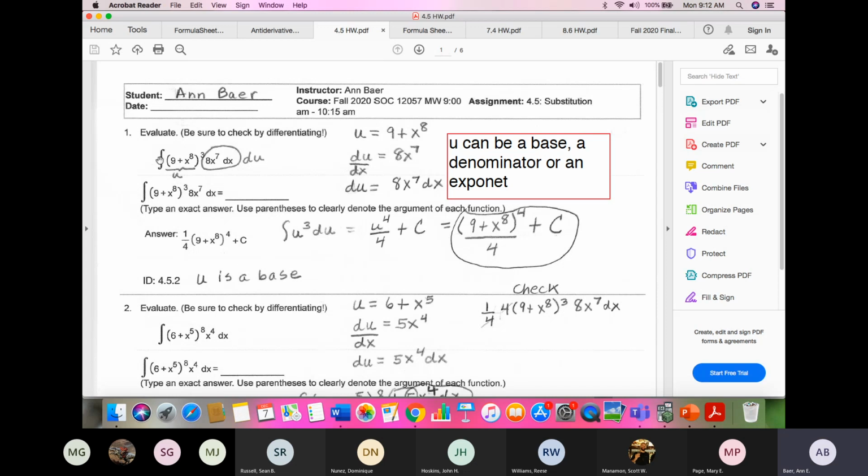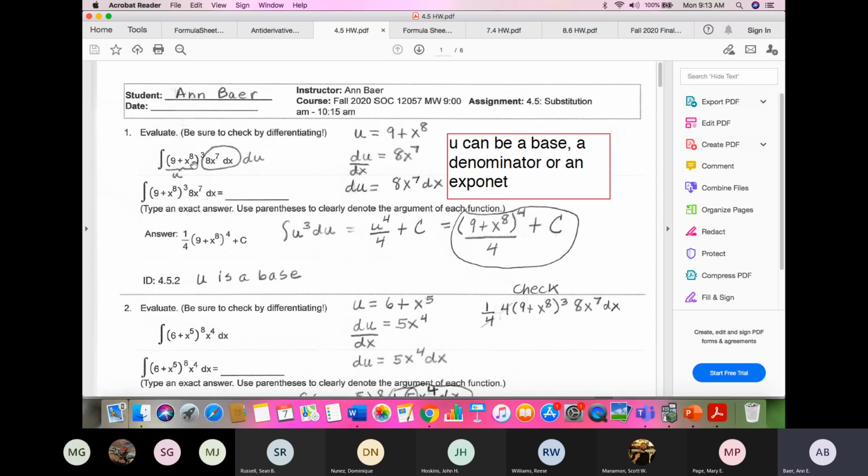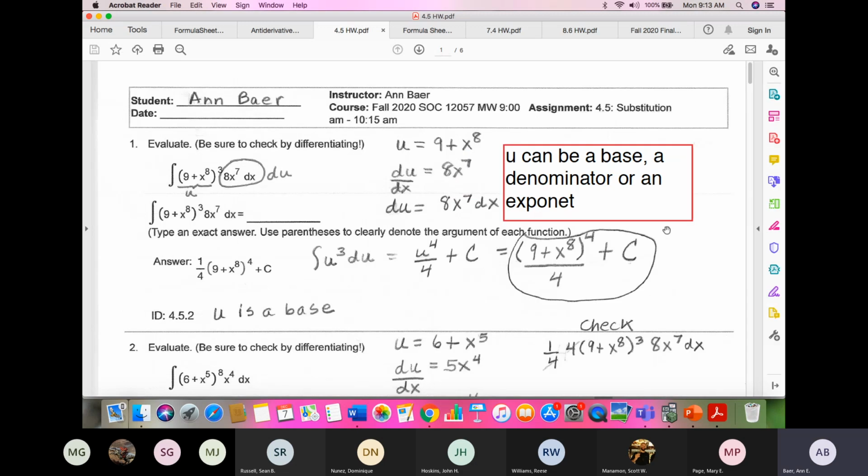So we want to integrate this right here. You can see this integrand is 9 plus x to the 8th, all raised to the 3rd power. Let me make this bigger. We want to integrate 9 plus x to the 8th, parentheses, raised to the 3rd. There's an exponent of 3 out up here, times 8x to the 7th dx.